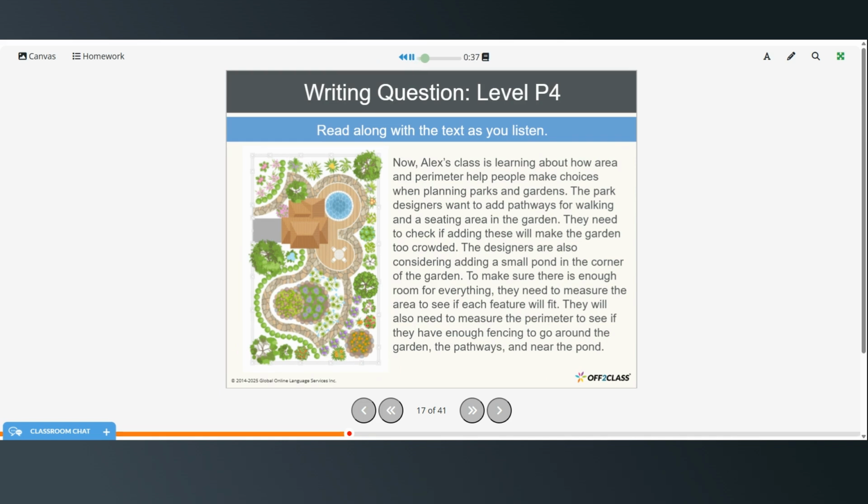Now, Alex's class is learning about how area and perimeter help people make choices when planning parks and gardens. The park designers want to add pathways for walking and a seating area in the garden. They need to check if adding these will make the garden too crowded. The designers are also considering adding a small pond in the corner of the garden to make sure there is enough room for everything. They need to measure the area to see if each feature will fit. They will also need to measure the perimeter to see if they have enough fencing to go around the garden, the pathways, and near the pond.